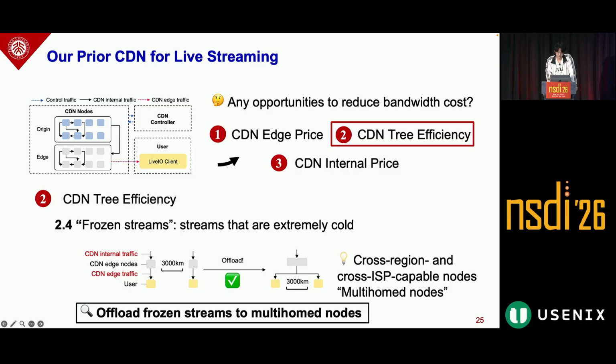And instead, we can offload these frozen streams to specialized multi-homed nodes. These are nodes with cross-region and cross-ISP capabilities. It allows them to fetch the stream directly from the origin without violating traffic restrictions.